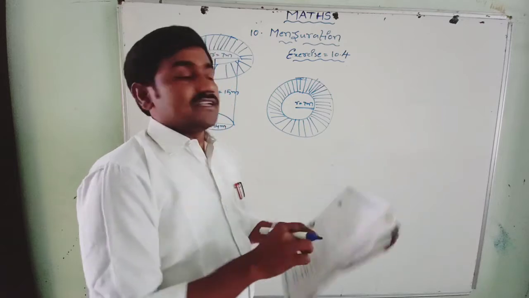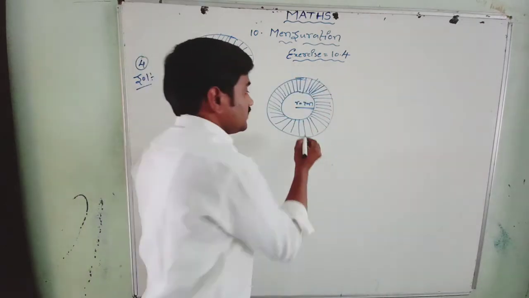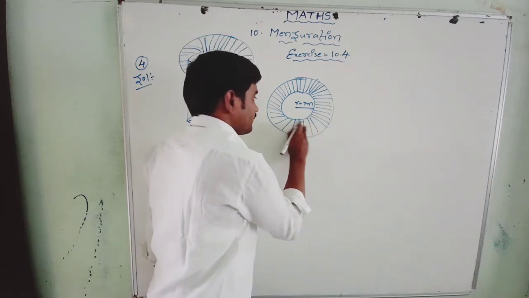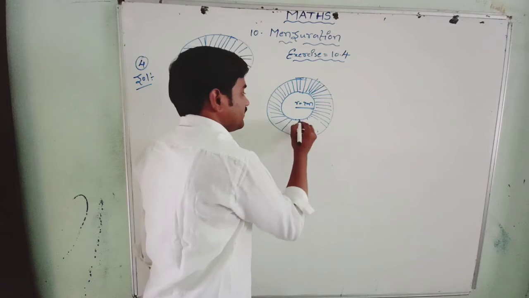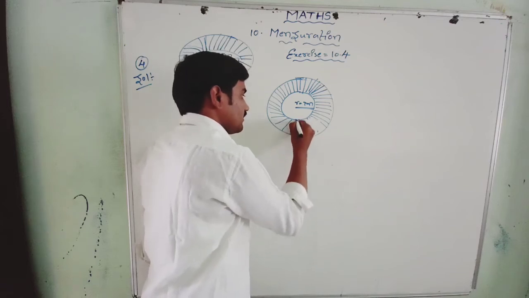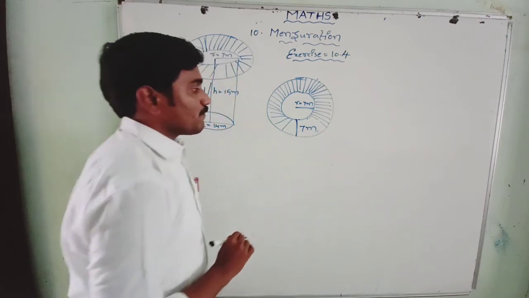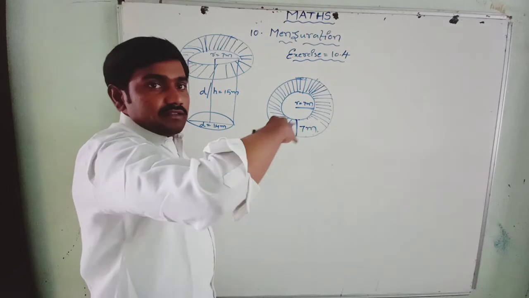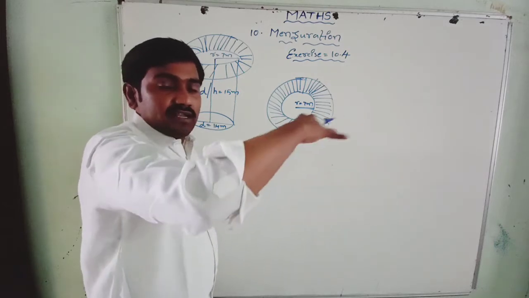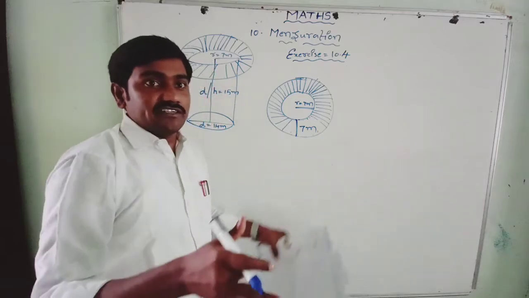The width of this embankment, this raised platform, is 7 meters. Suppose this is 7 meters, the width is here, 7 meters. Already the well's radius is 7 meters. The radius of the well is 7 meters, and the width of the embankment is also 7 meters.